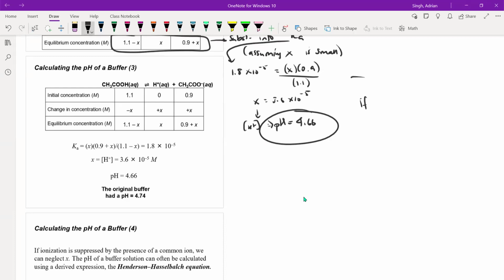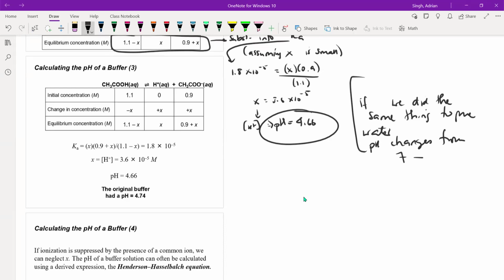By comparison, if we did the same thing, if we added the same amount of HCl to just pure water, the pH of pure water is 7, it would change all the way down to 1. So it'll be a much more drastic change, 6 pH units, if we did the same thing to an unbuffered pure water solution compared to this buffered solution here. So you can see the dramatic difference: the change in pH is only 0.08 pH units, while for pure water, the change in pH would be 6.